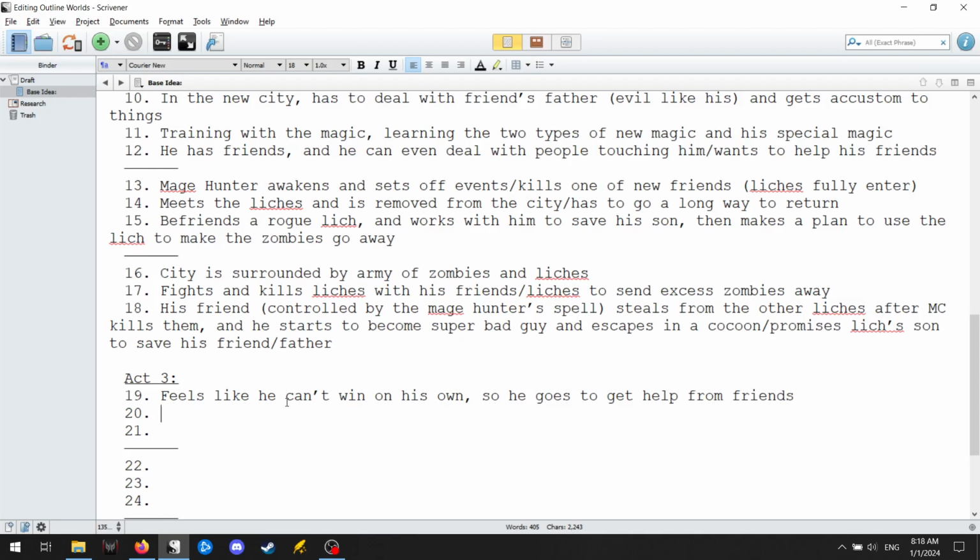So this is the big setup. He's kind of in a bad situation. He can't win on his own. He's got to get help from his friends. He doesn't really know what he's going to do. And then you get the big kind of plot twist. Something terrible occurs.